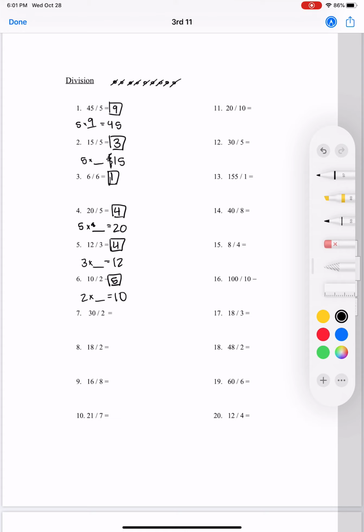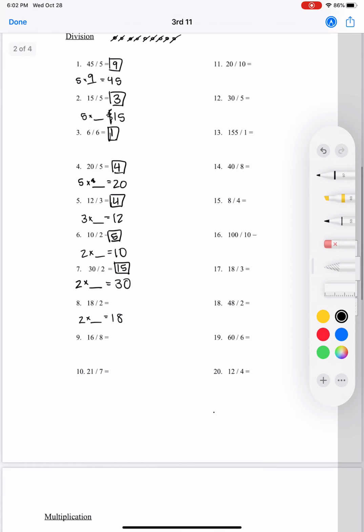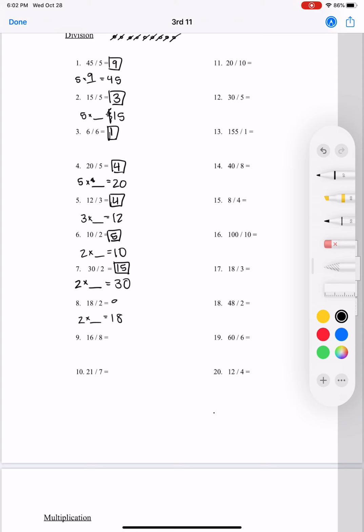So let's see, for example, number 7. You would put the smaller number times what would equal the bigger number, which is 30. And we know that 2 times 15 is 30, so that means 30 divided by 2 would equal 15. 18 divided by 2, the smaller number times what equals 18, and we know that 9 times 2 is 18, so the answer would be 9.